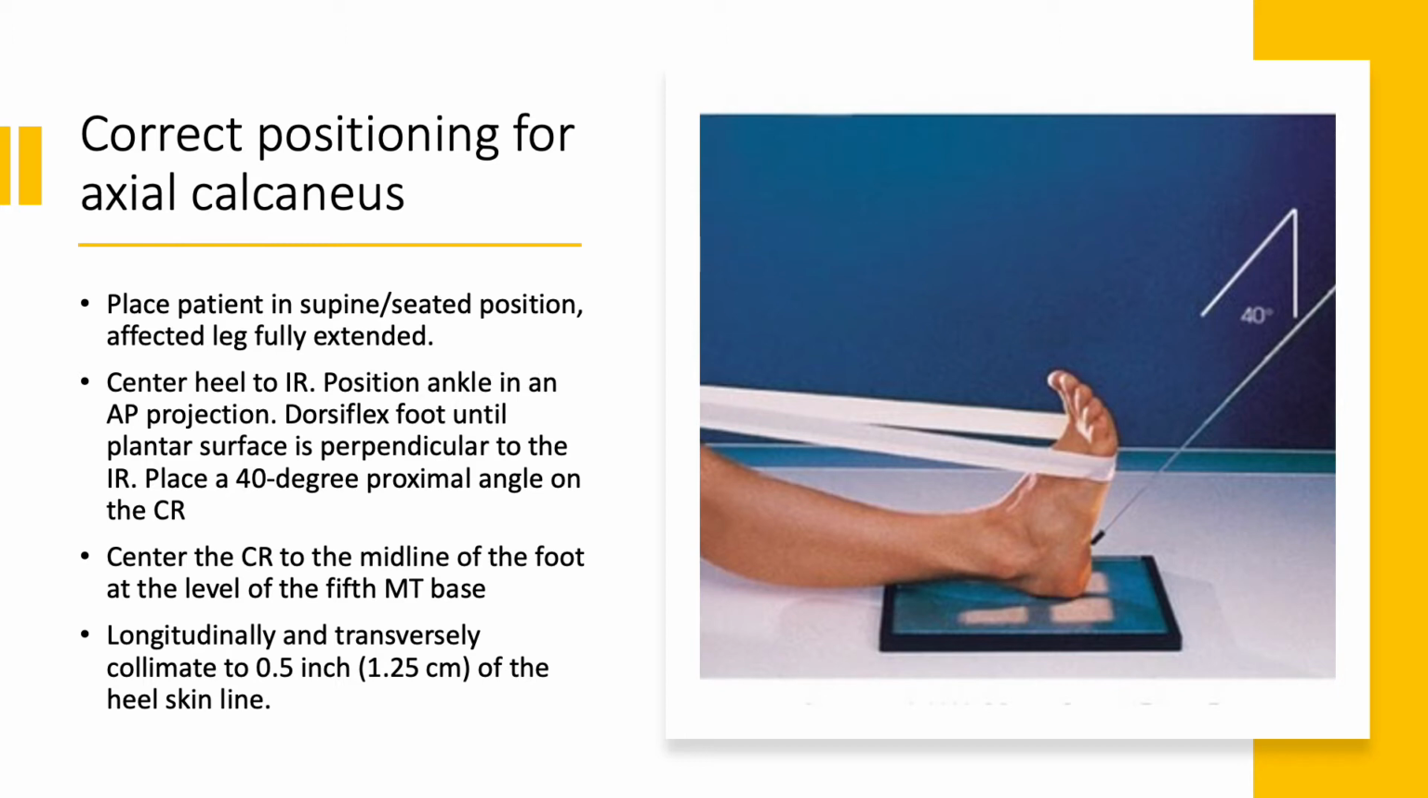You're going to center the heel to the image receptor, position the ankle in an AP projection. Dorsiflex the foot until the plantar surface is perpendicular to the image receptor, and then you're going to place a 40-degree proximal angle on the central ray. The central ray is going to be centered to the midline of the foot at the level of the fifth metatarsal base. Longitudinally and transversely collimate to half an inch of the heel skin line.